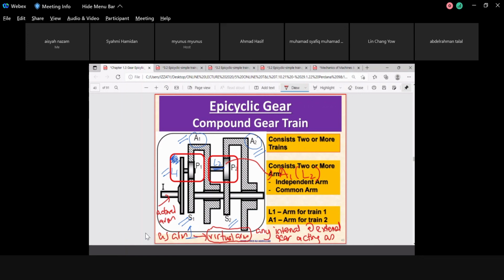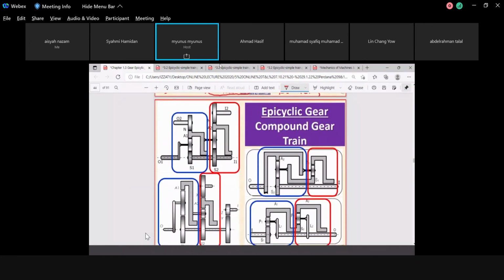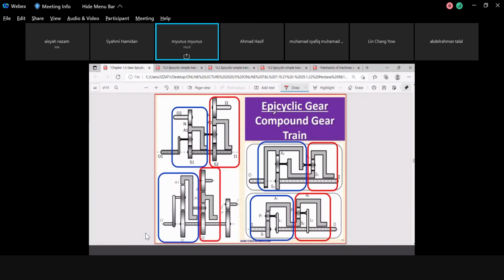So you have one actual, one virtual. One actual, one virtual. Look at the next one. Okay, now tell me. This is the arm, correct? Yes or no? So this one is another arm, correct? Not? So this one is the virtual arm. Look at here, this is L1. This one again is L2, virtual arm. This one, look at this one. There is no actual arm. Am I correct or not? Yes, sir.